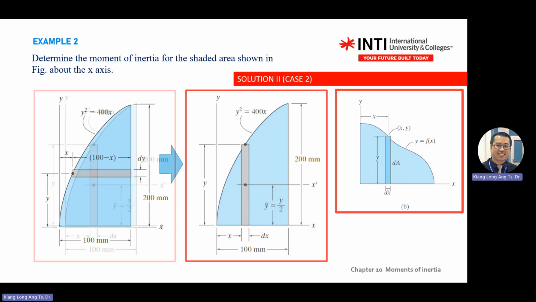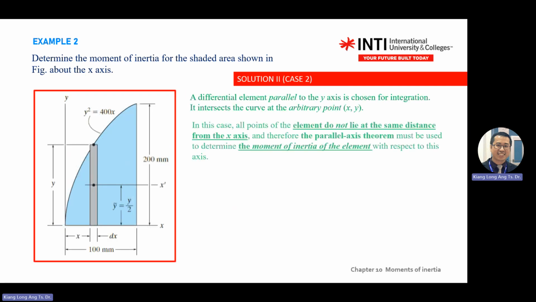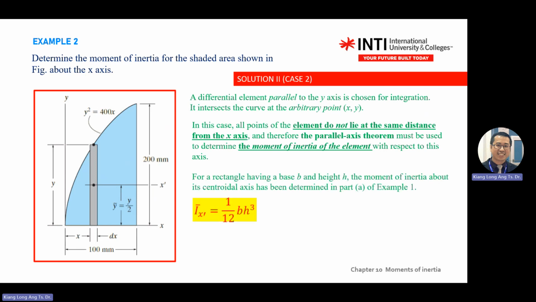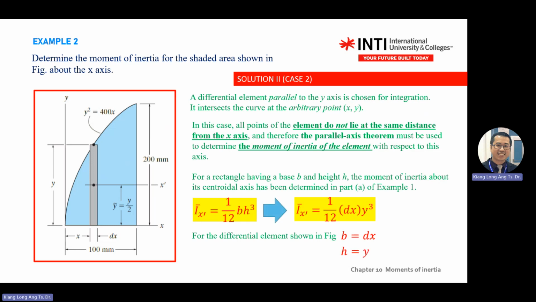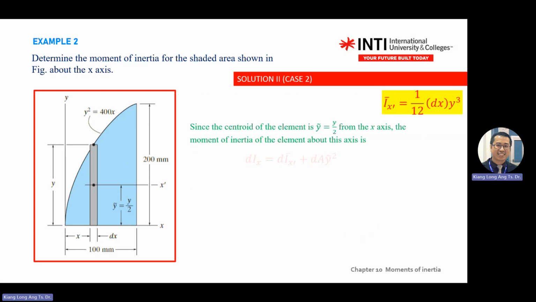Then you see what is the difference. The rest you read. Just now you found that Ix prime equal to 1/12 b h cubed. You identify your b as dx here. H is y. You replace b with dx, and h is y.